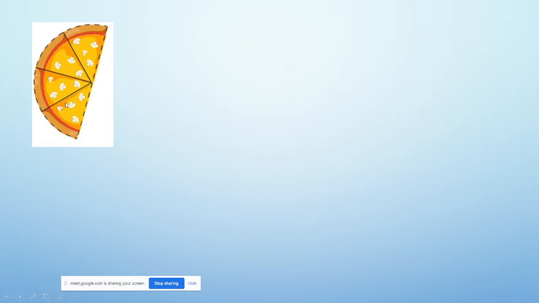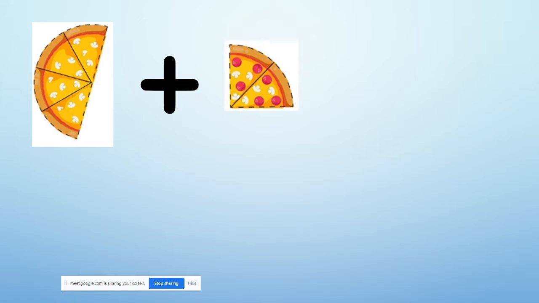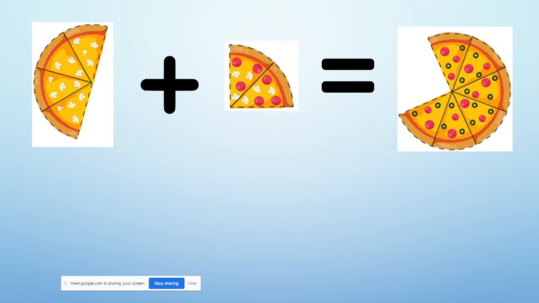You have 4 slices. Yes, it is 4/8 actually. And then you have 2/8 because the whole pizza has 8 slices. Now out of the 8 slices, you have 2 for you, okay? So that is 2/8. If you add 4 slices plus 2 slices, then now you have 6 slices.